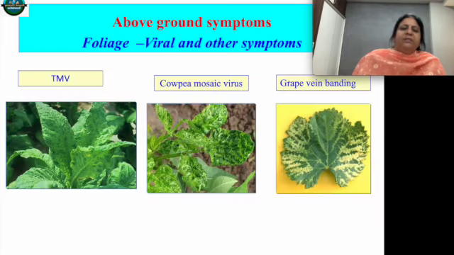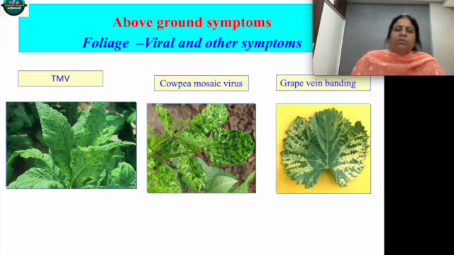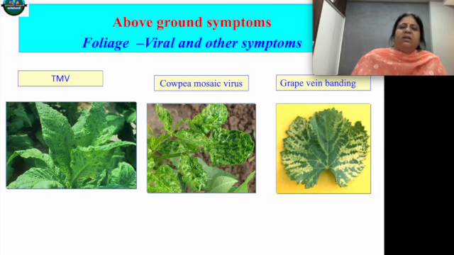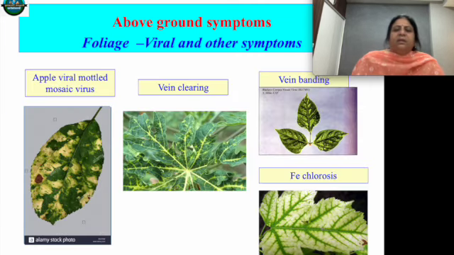Viral and other symptoms. Tobacco mosaic virus, cowpea mosaic virus, bean banding. These are all viral symptoms. You can see the viral symptoms. Mosaic virus, vein clearing also a symptom of virus. Vein banding is also a symptom of virus. But in a similar way, iron chlorosis also occurs. So experience is required.